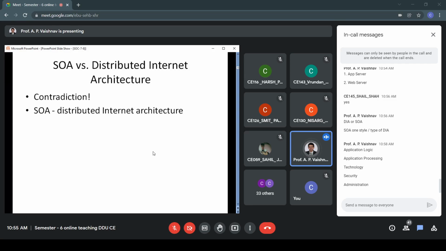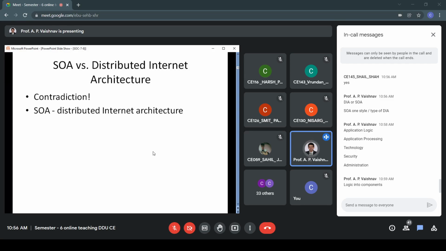So the first question is regarding the application logic. Let us read the question. Where the partition units of logic reside. That means ultimately I'm dividing my logic into components. I'm not keeping my logic as a single component, right? I'm dividing my logic into multiple components, fine? So where those components will be residing for DIA or SOA?